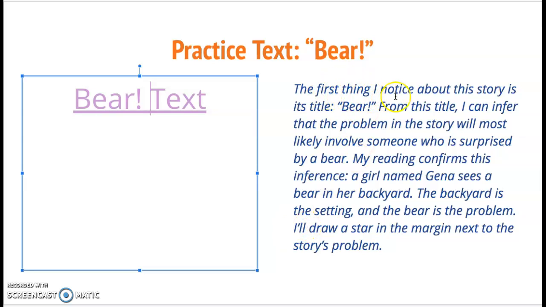So the first thing I noticed about the story was its title, which was Bear, with an exclamation point. So from this title, I can infer that the problem in the story will most likely involve someone who is surprised by a bear. My reading confirms this inference. A girl named Jenna sees a bear in her backyard. The backyard is the setting and the bear is the problem.